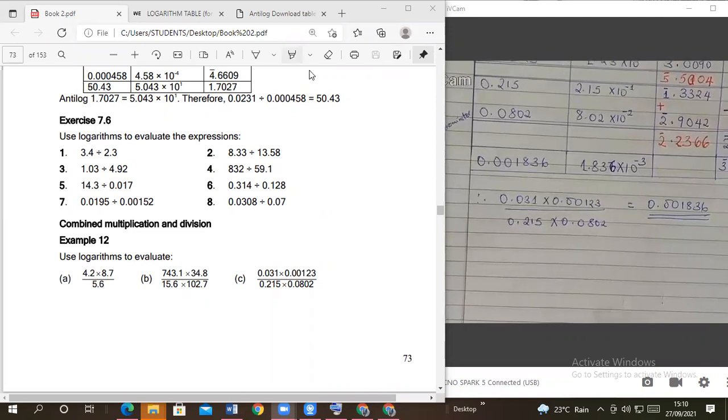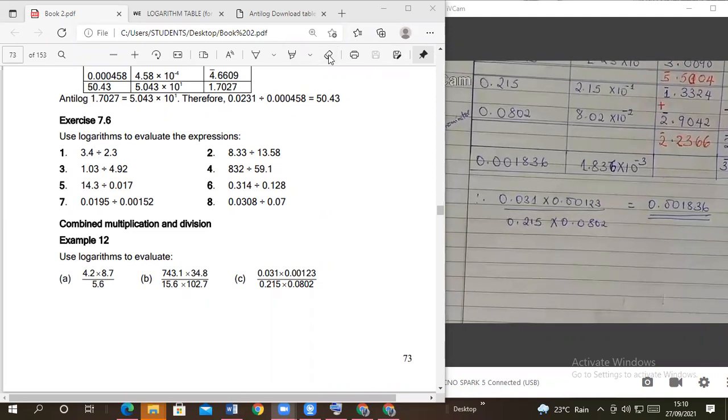And the error is from the table, when you're using the log table or when you're using a calculator. But it does not tell you your answer is wrong. But the error must be very small.